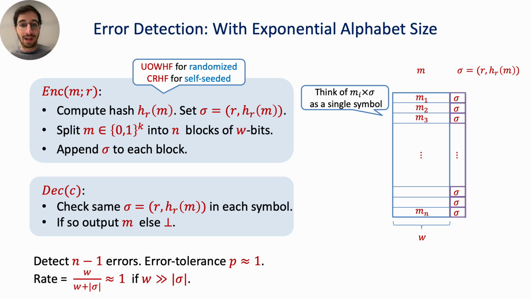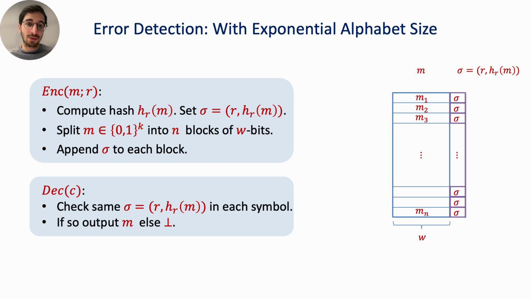Now the rate of the code is just the ratio between the length of the message block, which is w by design, over w plus sigma. So by choosing w to be sufficiently larger than sigma, we can take this as close as we want to 1. So the rate can be close to 1. Perfect. So this is a very easy way in which we're able to get encoding and decoding where the alphabet is large.